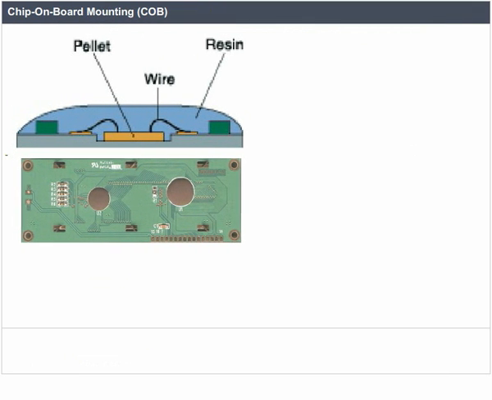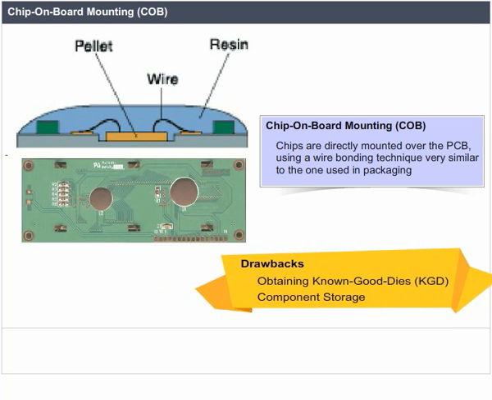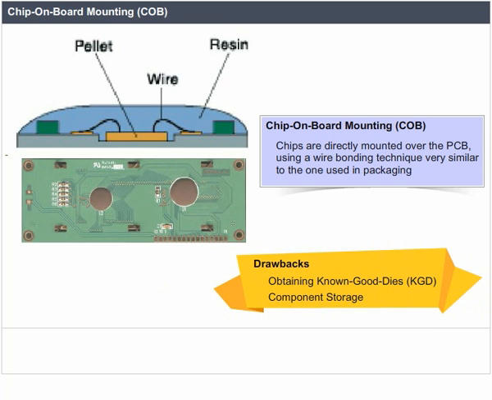Chip-on-board mounting, COB. Chips are directly mounted over the PCB using a wire bonding technique very similar to the one used in packaging. Drawbacks: obtaining known good dies, component storage.